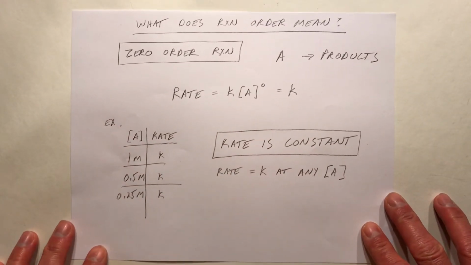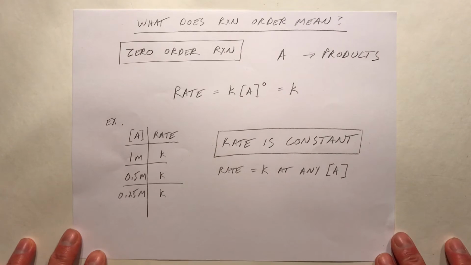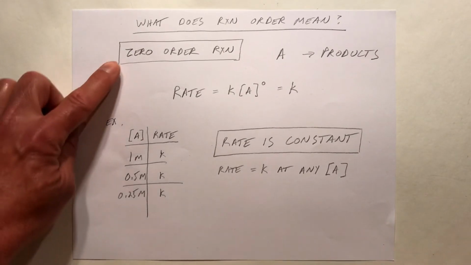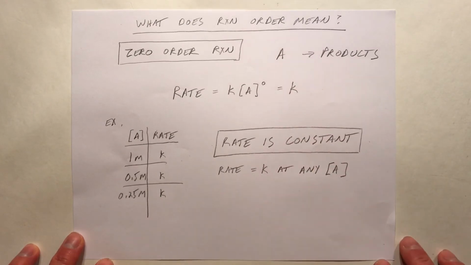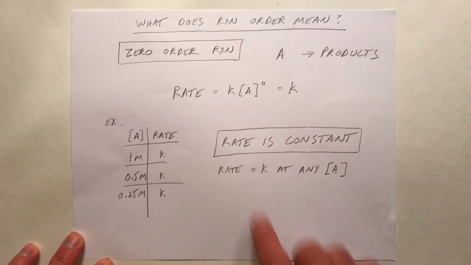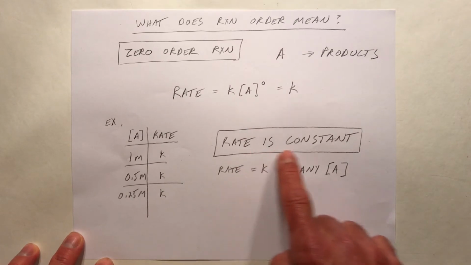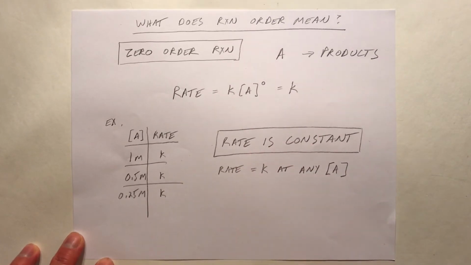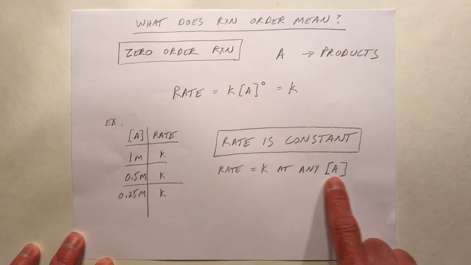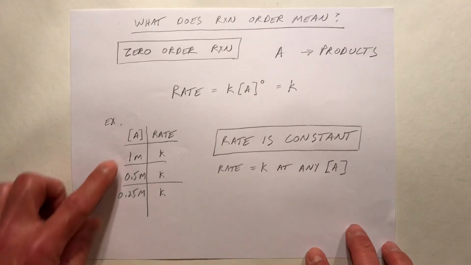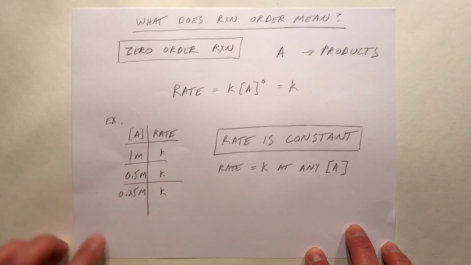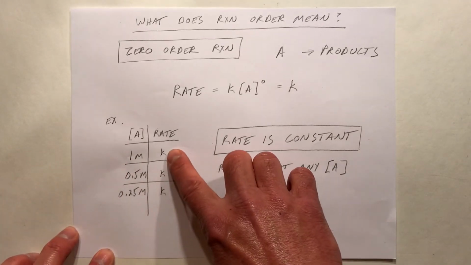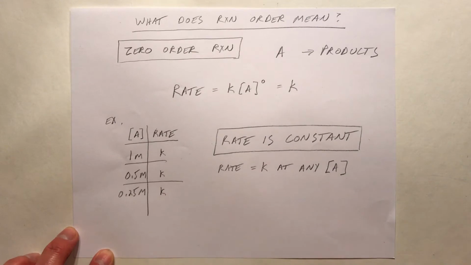So what does reaction order really mean? Well, let's take a look at that with some sample data. Let's say we have a zero order reaction where chemical A is forming products. The differential rate law would be that the rate is just equal to k. And that means that the rate's constant because k is a constant value. So rate is equal to k at any value for concentration. No matter what we change the concentration to, 1 molar, 0.5 molar, 0.25 molar, whatever, the rate of reaction would always be equal to k.